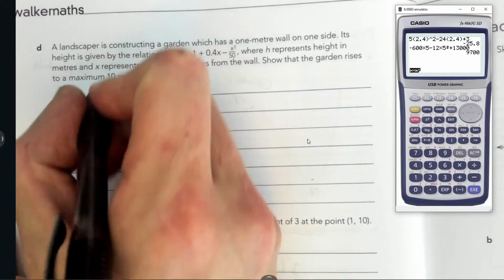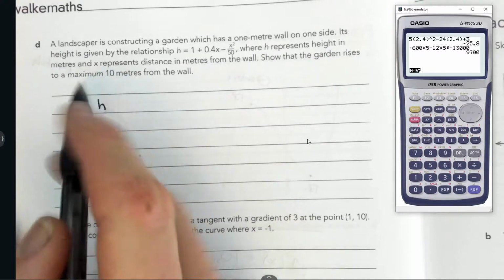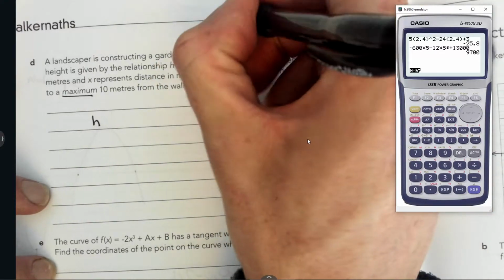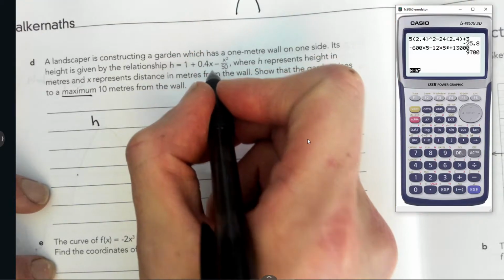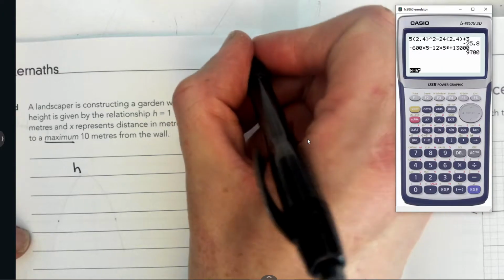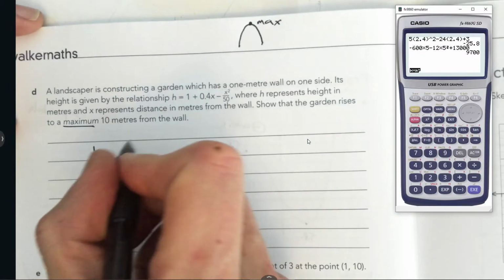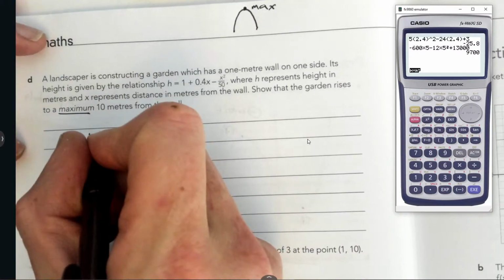To be honest, you don't really need to understand these too much. If I'm finding a maximum, and I can see it's a negative parabola because the highest power is squared and it's negative, I know that the maximum is just going to be there. I'm trying to picture this wall in my head, and I just don't care.